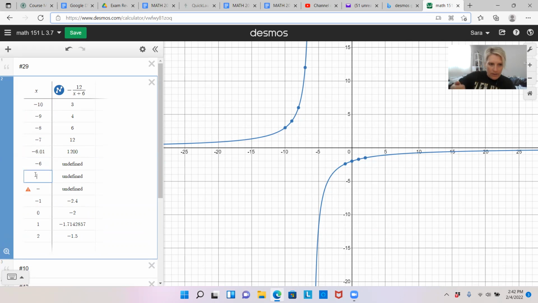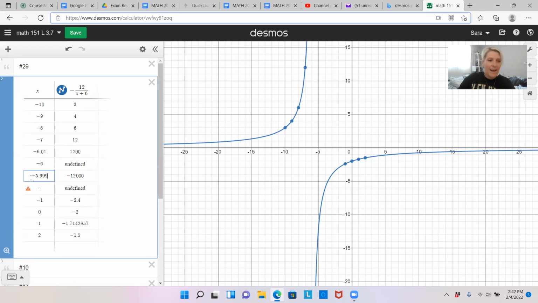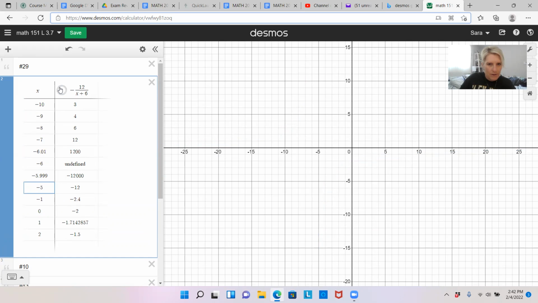And then on the other side of -6, you could say -5.999, and it's the opposite, it's -1200. And then it goes from there. See, that's pretty cool when you can see the table.